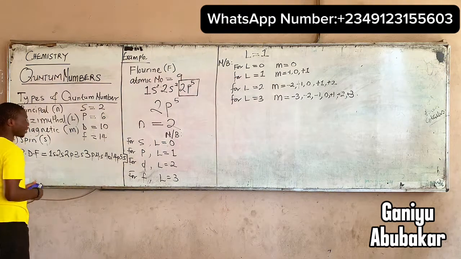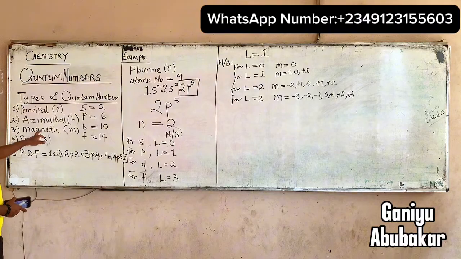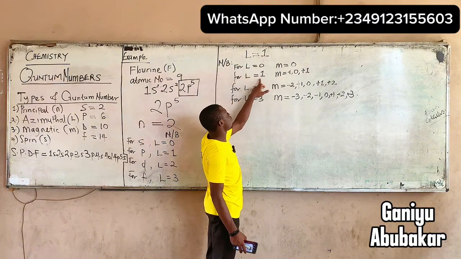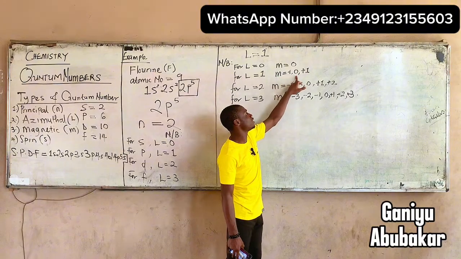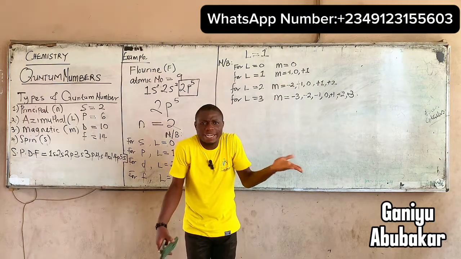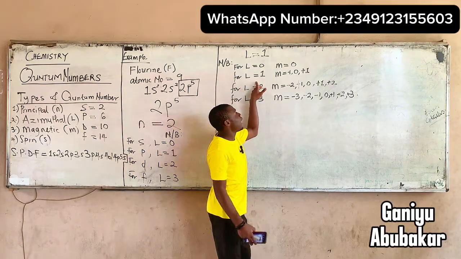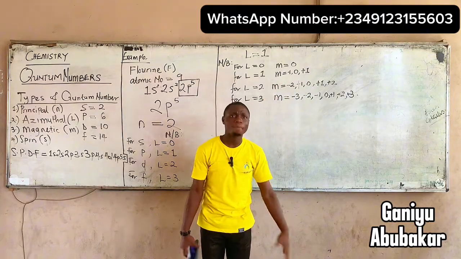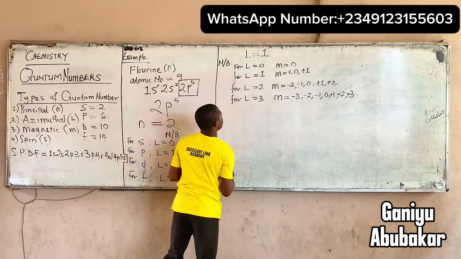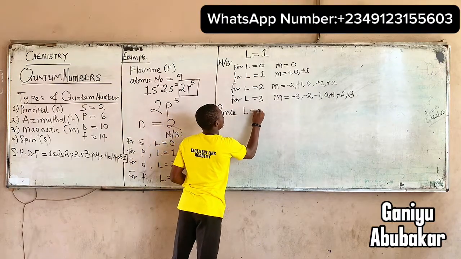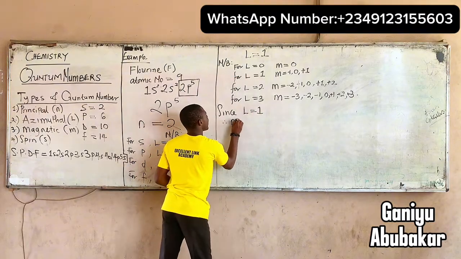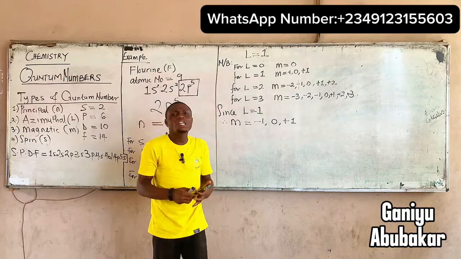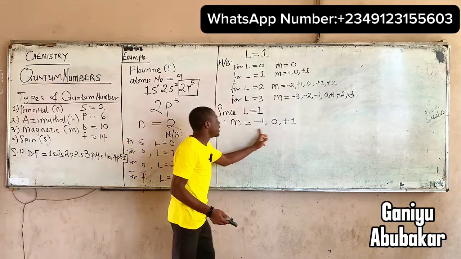Now let's get our magnetic here. To get magnetic, what's your L? L is 1, right? So when L is 1, what's M? Magnetic is -1, 0, and +1. When L is 1, magnetic has 3 values. But which one is the exact value of magnetic? Since L is equal to 1, therefore magnetic is simply -1, 0, and +1. But how do we get the actual value? Which one exactly is the value of M?